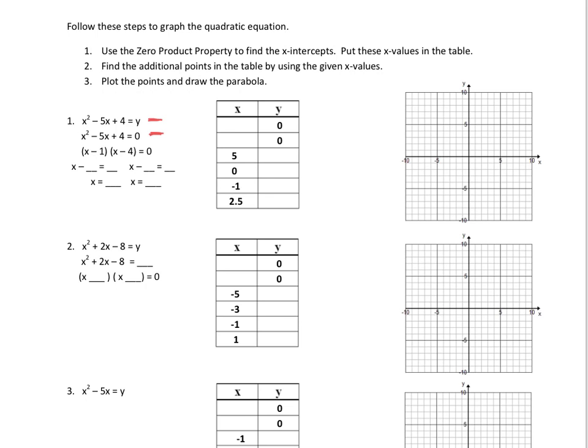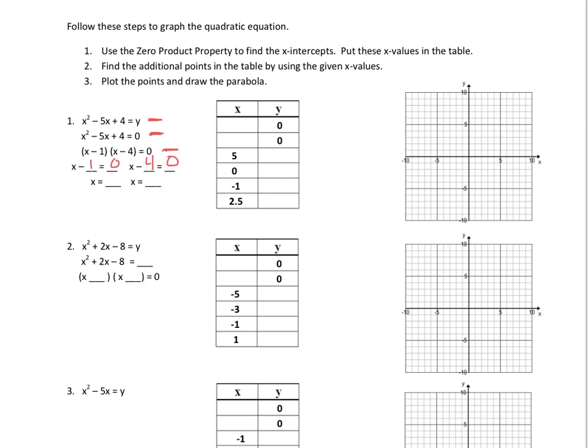If I were to factor it, I look at the factors of +4 that add up to -5, and that would be -1 and -4, so that's done. Once I do that, I set each factor equal to 0, so x minus 1 equals 0, x minus 4 equals 0, and then I go ahead and solve each of those.